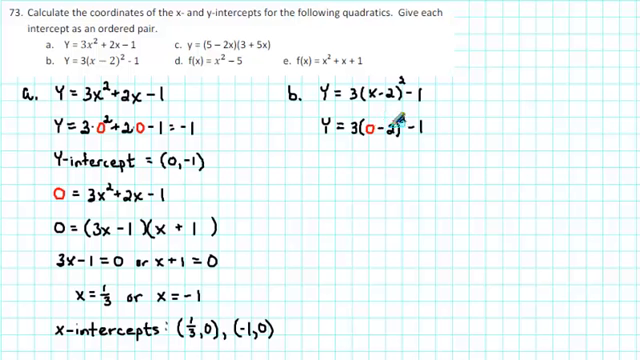0 minus 2 is negative 2. The square of negative 2 is 4. 4 times 3 is 12. And 12 minus 1 is 11. So the y-intercept is (0, 11).